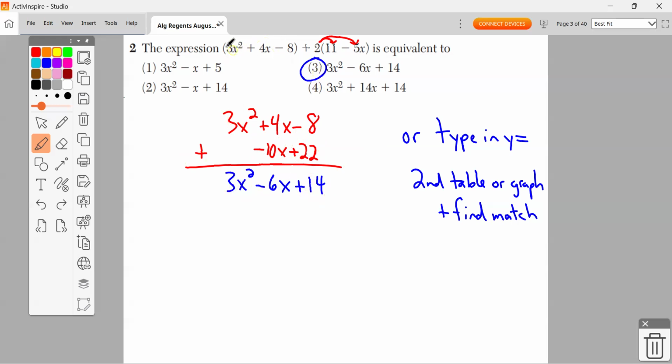The other way to do it is to take this whole thing and type it right into your y equals. Type in each of the choices individually, also into the y equals, and then second and table and find the match. Or you can hit graph and find the match. One of them matches, three of them do not match. The one that matches is the correct answer.